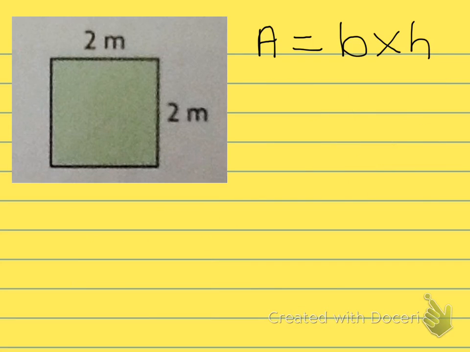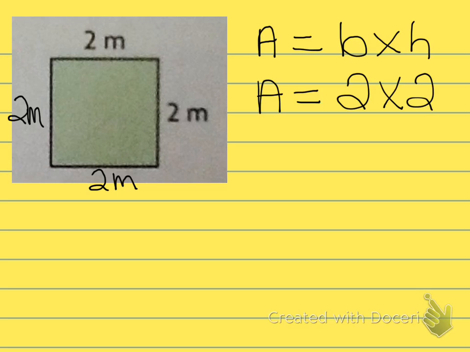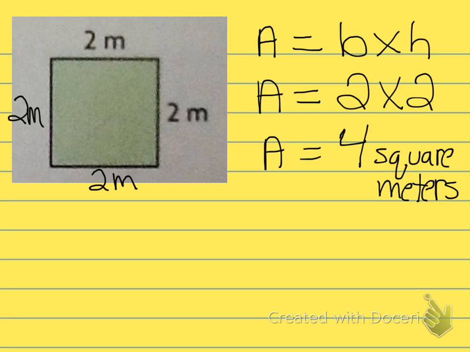Here's a square. We have 2 sides of the square. One is the base, which is 2 meters. The other is the height, which is also 2 meters because it is a square. We can use the formula, area equals 2, which is the base, times 2, which is the height. The area of this square is 4 square meters. We're using square units.